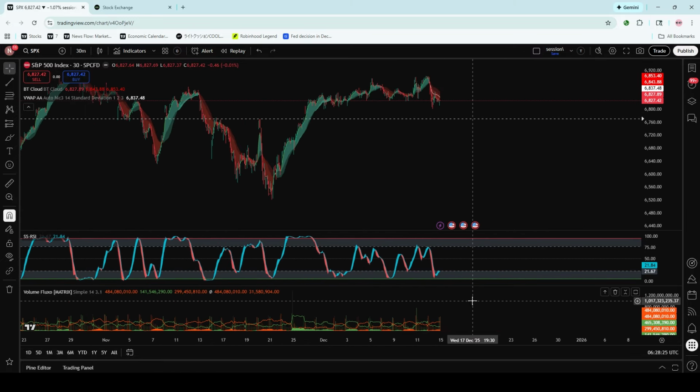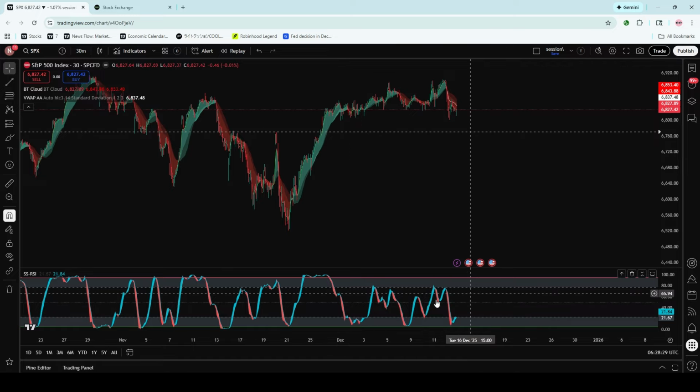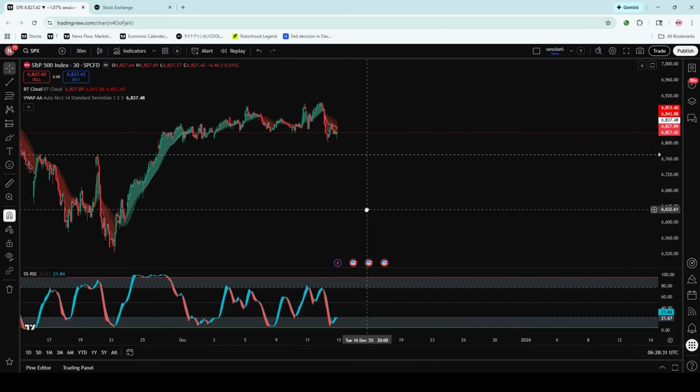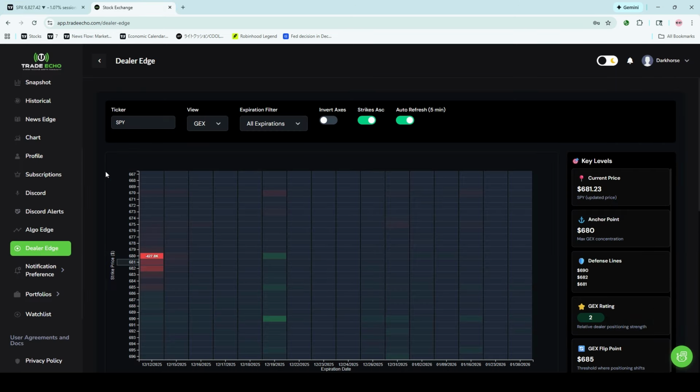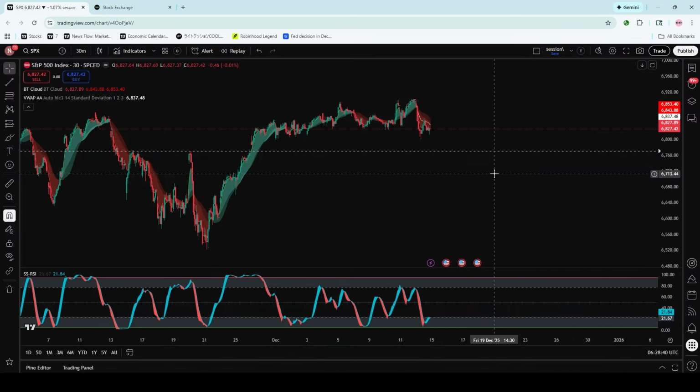Also, I don't use this one too much, really. The flow one is just a good indicator to have if you don't have access to order flow or any of the Trade Echo tools. It helps out a lot.